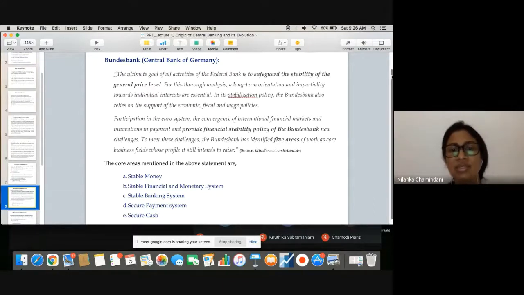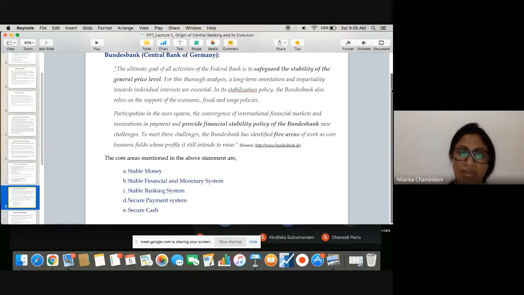To meet these challenges, the Bundesbank has identified 5 areas of work as core business fields whose profile it is still intended to raise. What it means is that when they converge into the euro system, the role of the central bank of Germany is more challenging, because they understood that their focus has to be wider now. Accordingly, they have identified 5 areas of work, right? A stable money, a stable financial and monetary system, a stable banking sector, secure payments, secure cash.